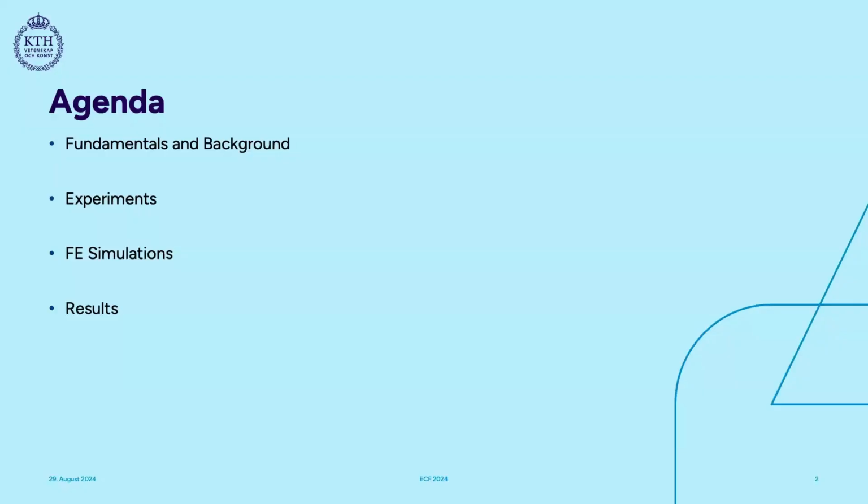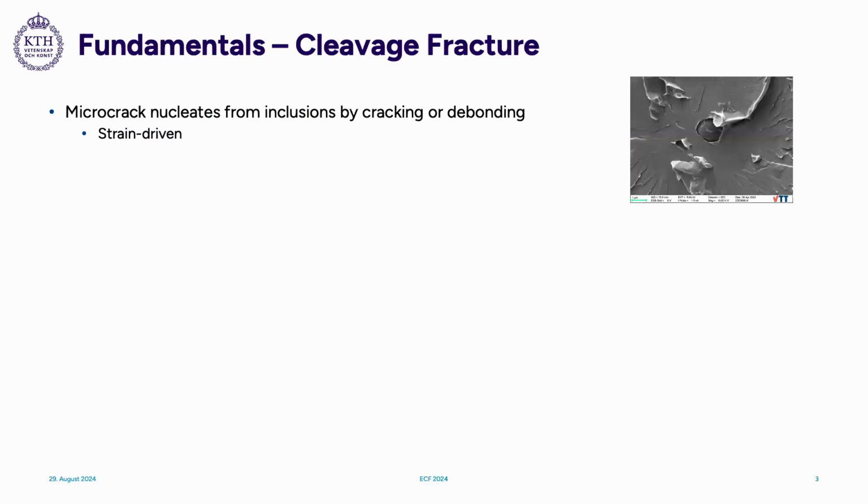So this is my agenda, and I will start with the fundamentals and background to this project. In brittle materials, one brittle mechanism can be cleavage fracture. Cleavage fracture has several steps, and here I consider two steps. The first step is where the microcrack nucleates. This often happens by inclusion cracking or debonding.